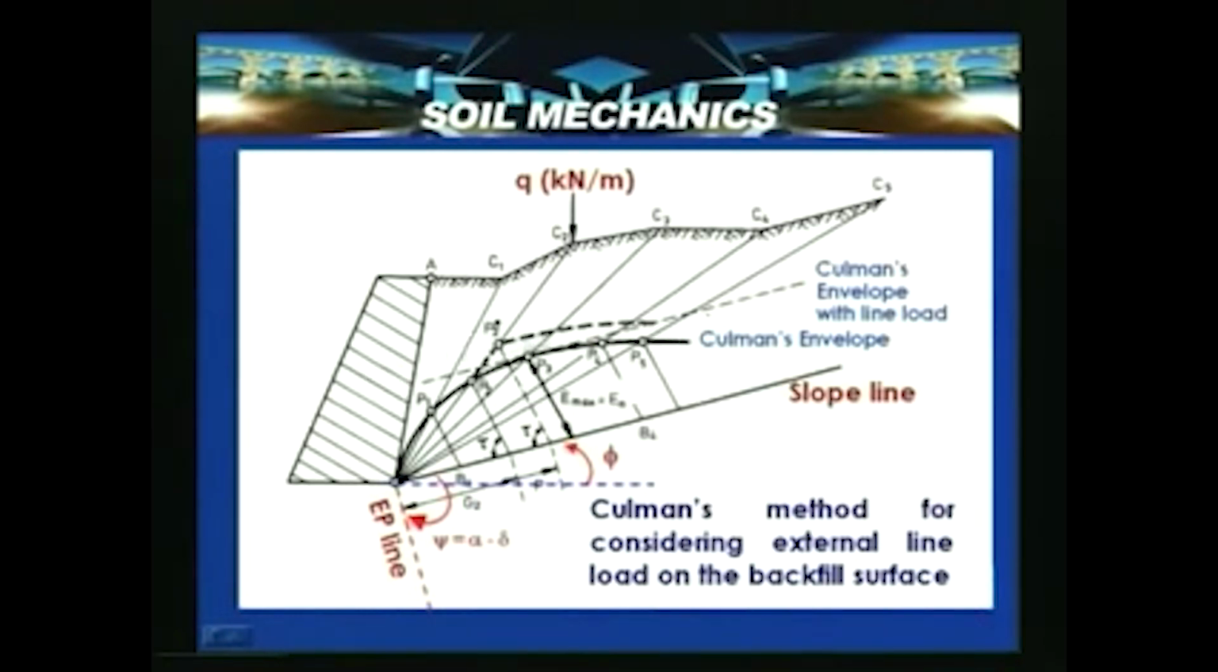By drawing a line parallel to this surface, we will get the Culmann's envelope here, and then we can calculate the active earth pressure thrust, the resultant thrust acting at a point h/3 at a certain location, which is a known location.